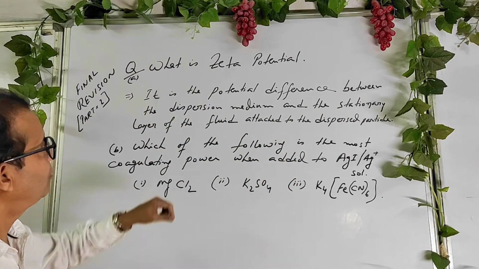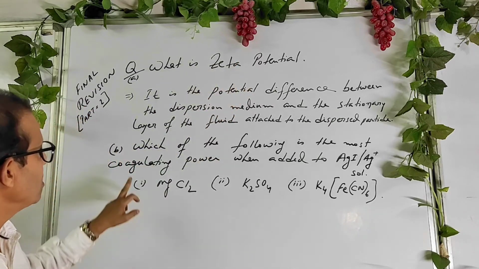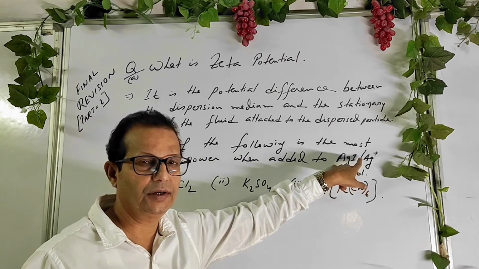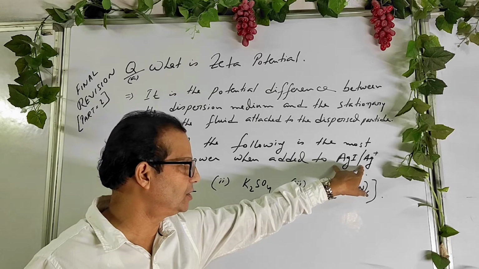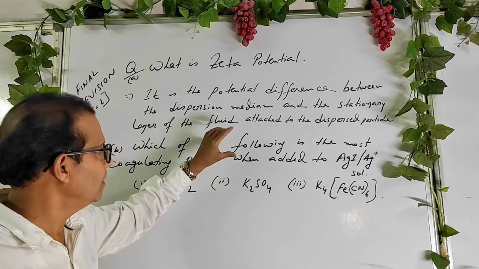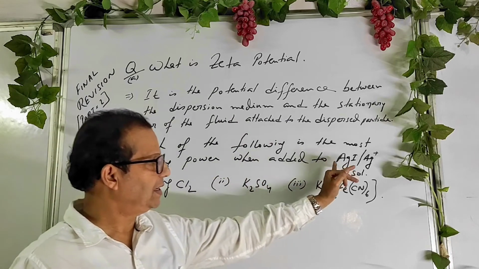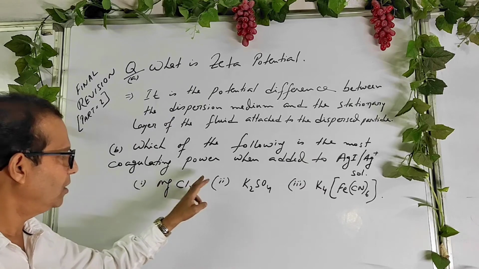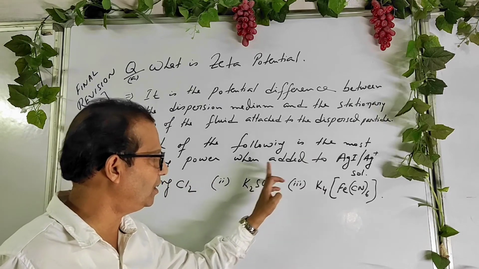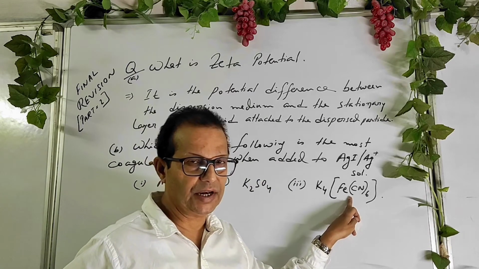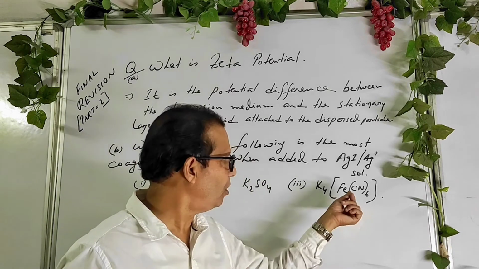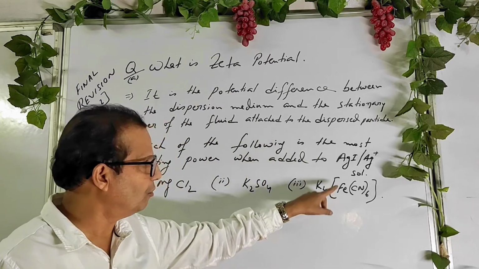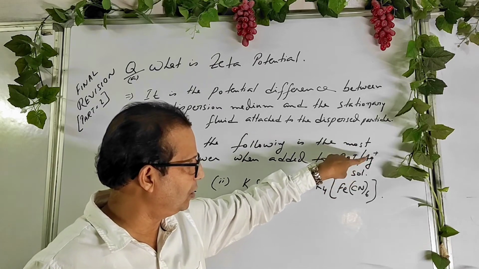The first question is, what is zeta potential? The second question is, this is a colloidal solution. You know that colloidal solutions are called sols. Separately, if we add magnesium chloride or potassium sulfate or potassium ferrocyanide, which of the compounds is the most effective to coagulate this colloidal solution?